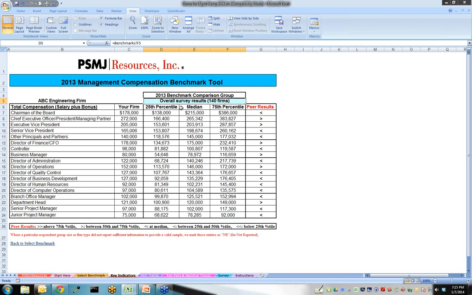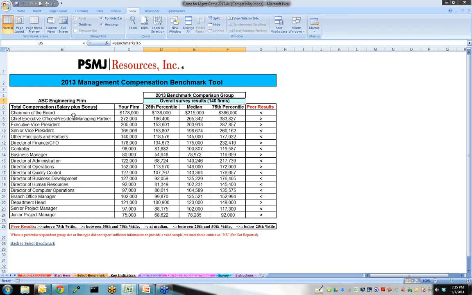So the 25th percentile, the median, which is not the average. Instead, it's 50% of the firms in the survey fell to the left of that point, and 50% of the firms fell to the right. So it's the top of the normal curve, and then the 75th percentile.